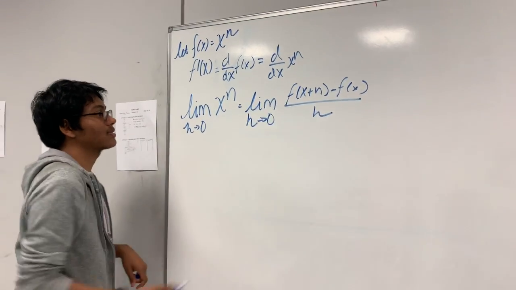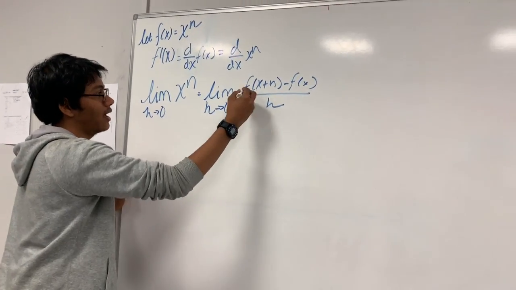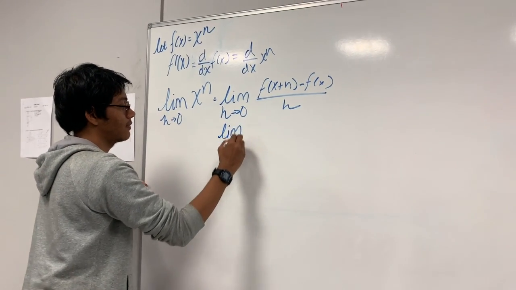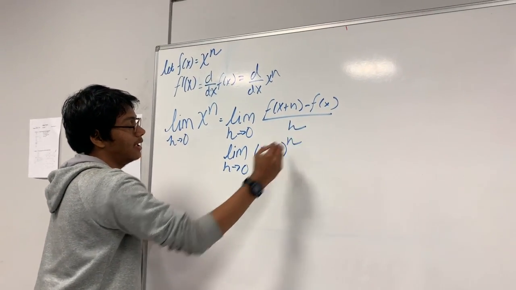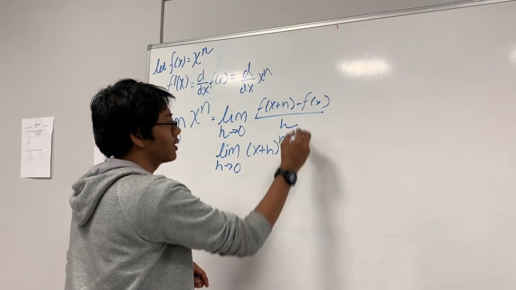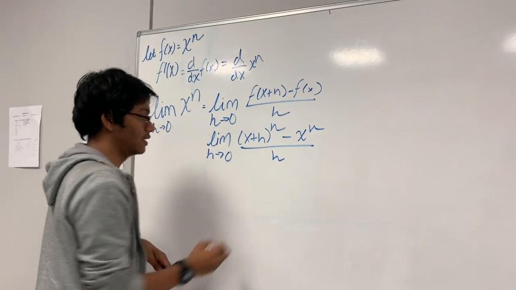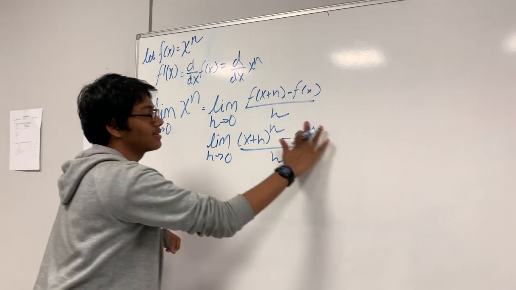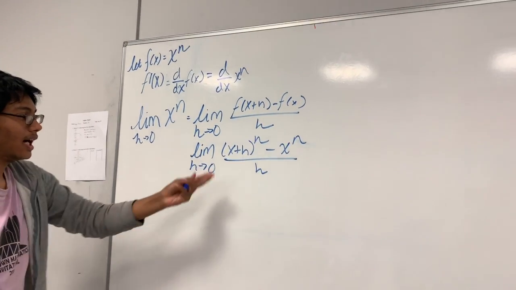Well, what is f of x plus h in this case? Well, f of x here is x to the n. So f of x plus h is simply going to be x plus h to the n, right? Pretty simple. What about f of x? That's just x to the n, all over h. Now this is where things might get a little bit complicated, so follow along closely.